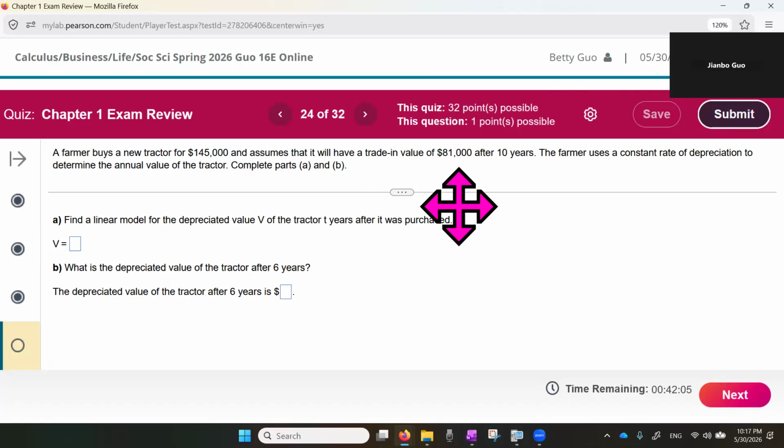So after 10 years, the trade-in value is 81,000. Originally it is 145,000. So how much is the depreciation over the 10 years? We use 145,000 minus 81,000. 145 minus 81 is 64. That is 64,000 over 10 years.